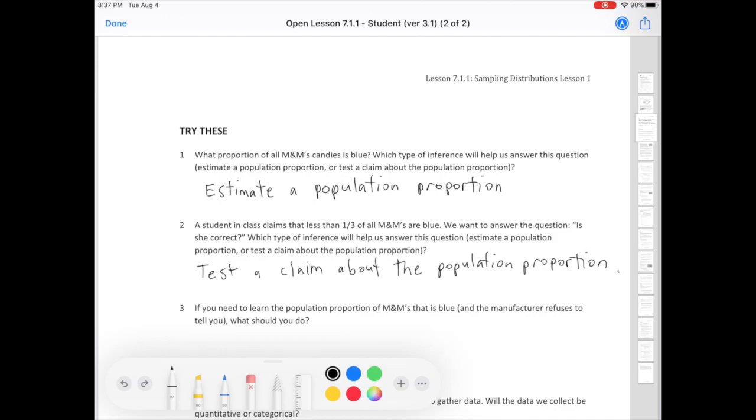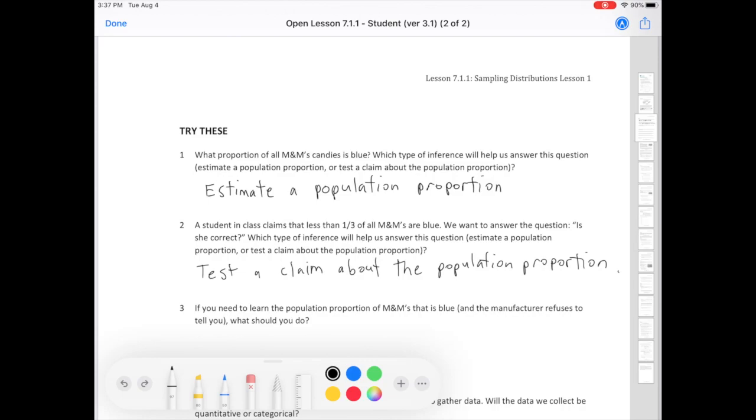The smallest you could get is 0. That means there are no blues at all, which we know is not true, right? Blue is a color that an M&M can be. And the highest that it could be is 100%. That would be if all M&Ms in the world were blue. But we know that it's something in between. We know not all M&Ms are blue, and we know that at least some are blue. So how would we figure this out?